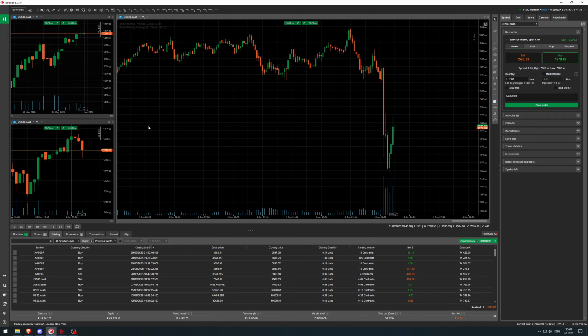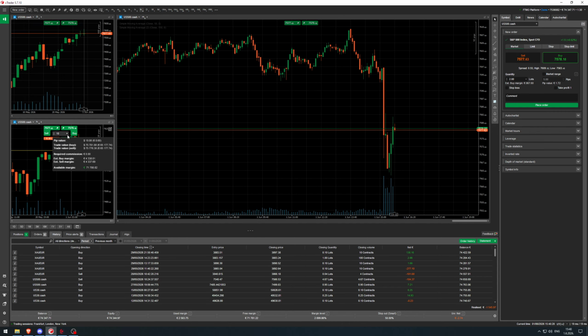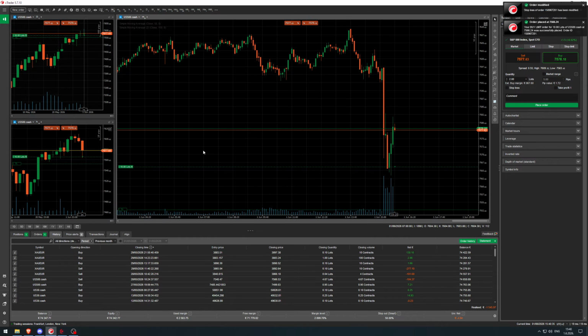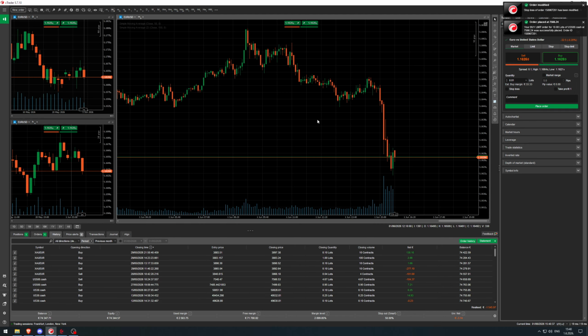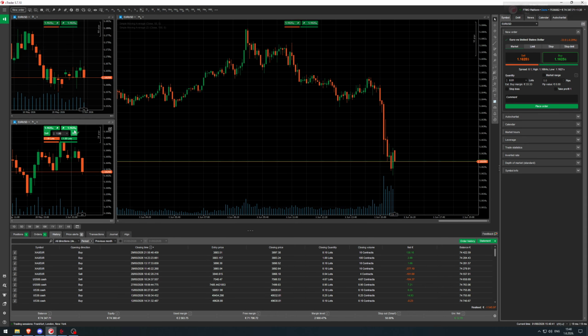I don't know. Let's buy 10 lots here and just forget about it. 150 euro. Let's go Euro USD. Let's buy here. Let's buy one lot here. And just stop loss here.